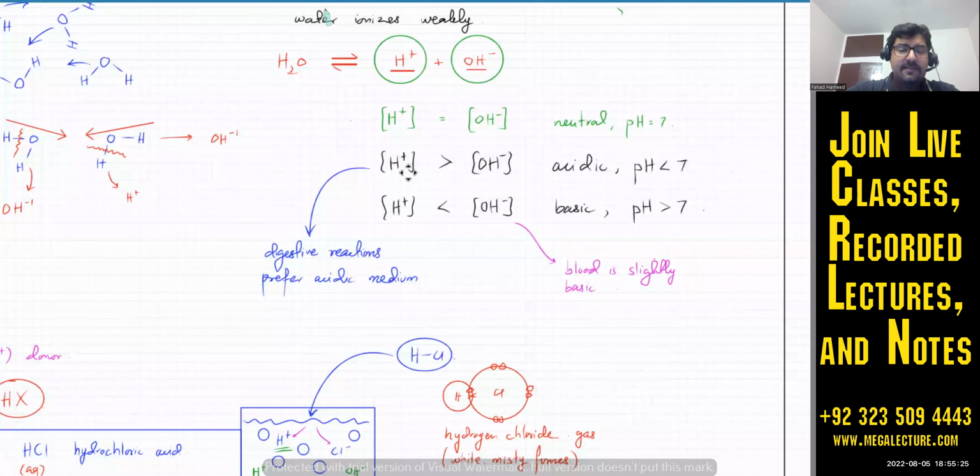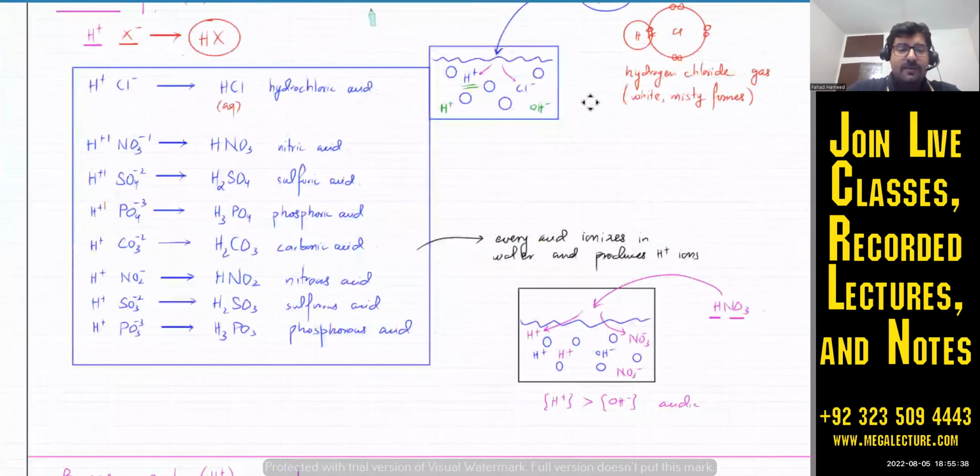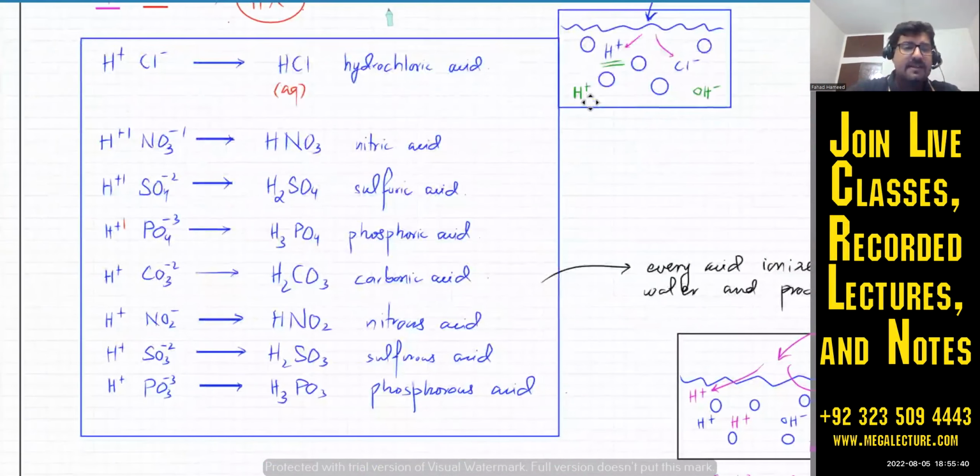That is acidic. And if H plus 1 ions are less, why does that happen? Because you added a base to it. So you've got acidic conditions, basic conditions, and neutral conditions. So we did the formula of acids. What are acids? Acids produce H plus 1 ions, which is why they have H plus 1 ions. That's why they produce H plus 1 ions.